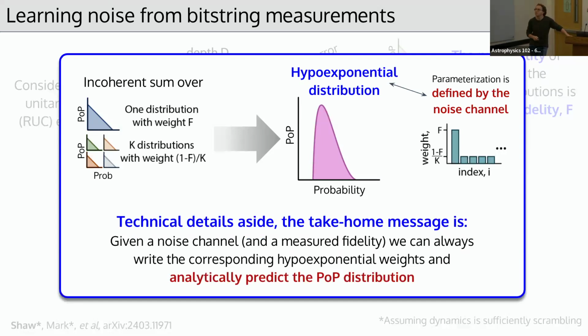Yeah. Sorry, the noise channel you're considering here is not a collapse. It's not like a measurement. It's just a random unitary. Yeah, it's a random Pauli noise. Okay.